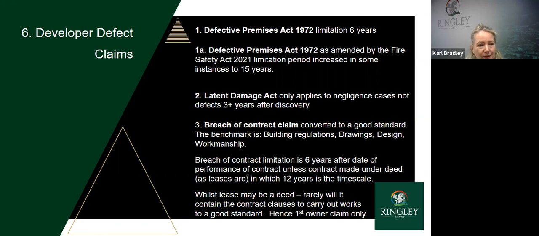The Latent Damage Act only applies to negligence cases, so that's more about the method of installing the right materials in the wrong way, as opposed to the wrong materials, the wrong specification, which would be defective premises. So that's the key difference between the two, but you only have 3 years after discovery.